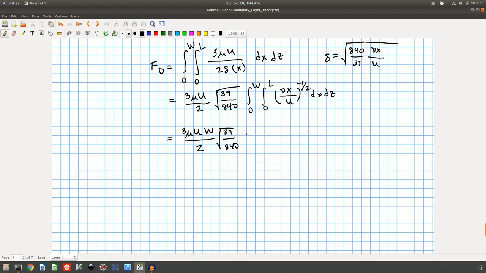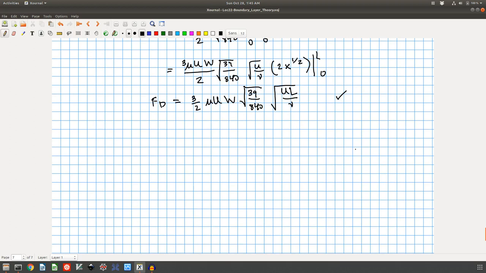So I can actually pull out a square root of u over nu, and I'm just doing x to the minus 1/2. So in integration, I get x to the plus 1/2, and then I divide by 1/2, which is 2, times my 2, and I'll do that from l to 0. So that's going to give me 3/2 mu u w square root of 39 divided by 840 and the square root of u l over nu. Great. Got that. That's my drag force. Boom. Check. Got it.